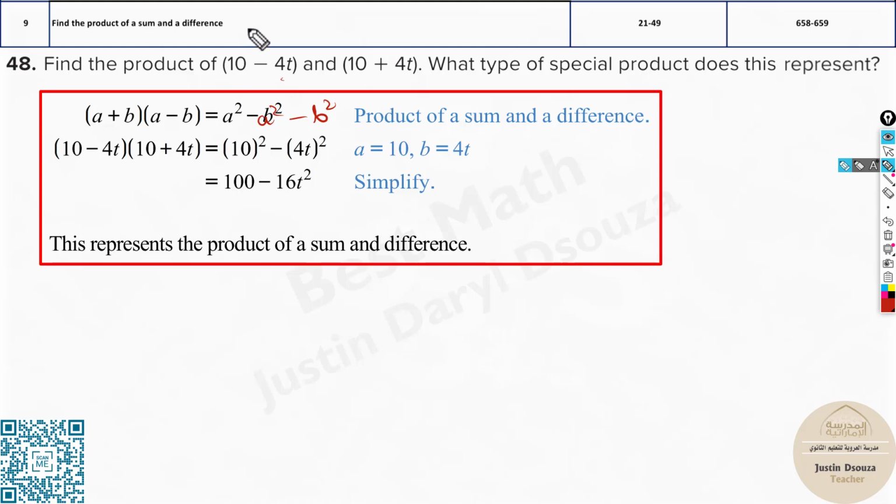So you just use the formula. It will be 10 squared minus (4t) the whole squared. When you expand this, it will be 100 minus 16t squared. That's it. That will be the answer.